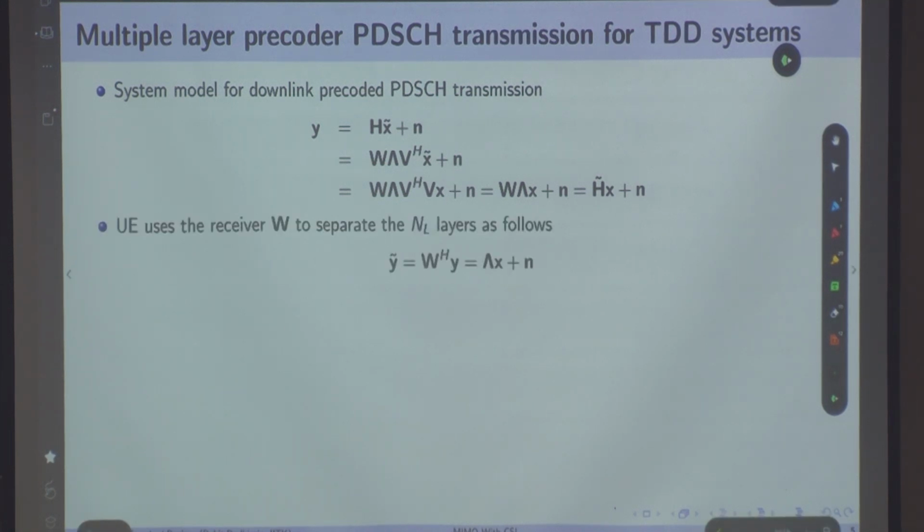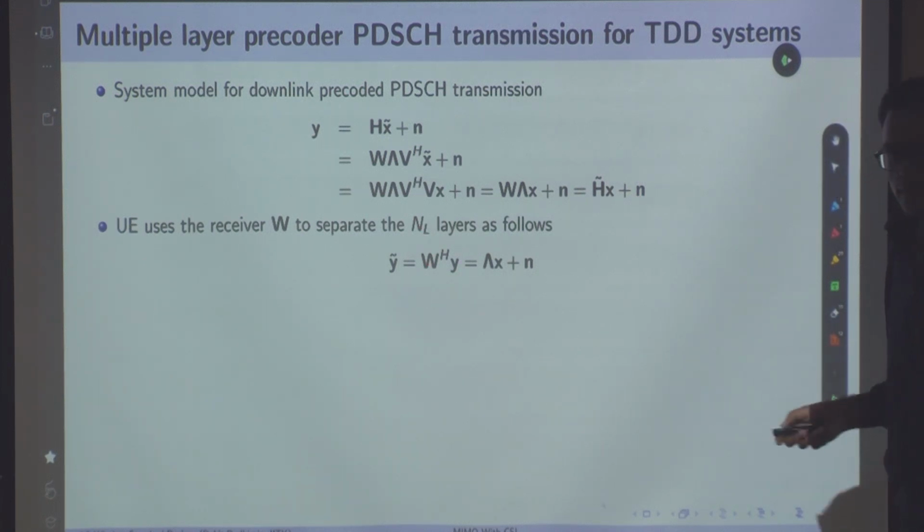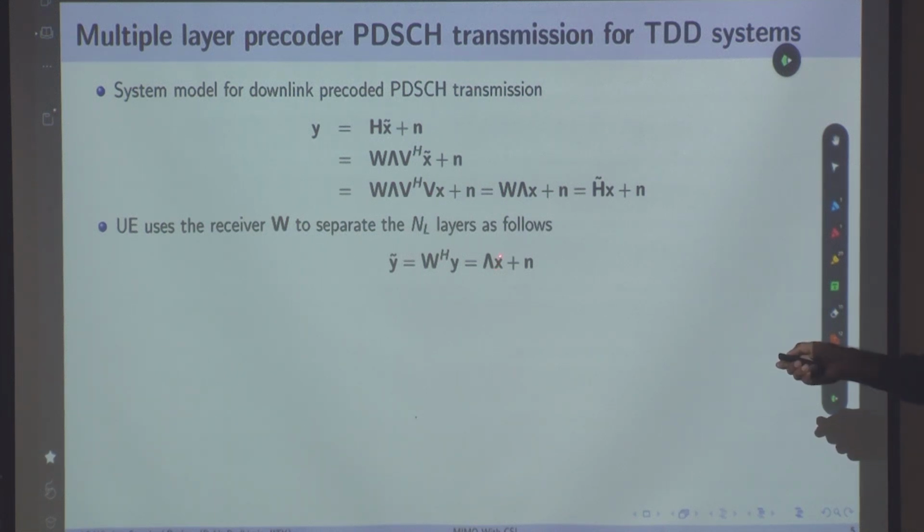Now the user needs to design this receiver W to separate the NL layers. It has received this from H tilde x plus n. It needs to design this receiver W so that it can do this operation and finally decouple these NL streams. If it does this operation W Hermitian into Y, what will happen? What is Y? W lambda x. W Hermitian W becomes identity and you get lambda x plus n. So it needs to estimate this W.